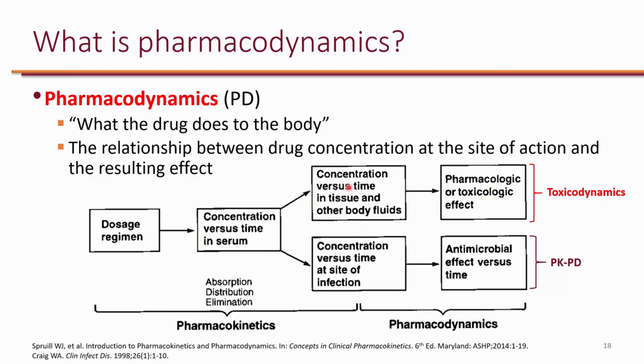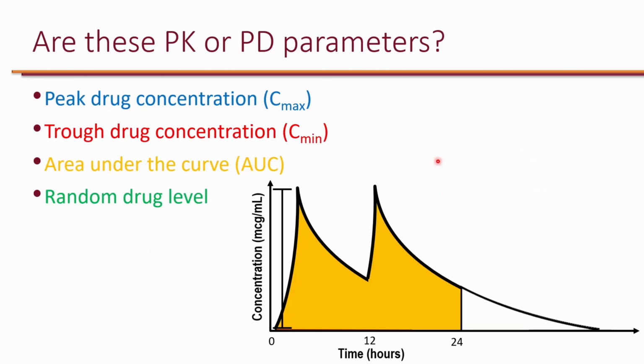And of course, there are things that antibiotics do to the body, and those are referred to as toxicodynamics. These are the things that we don't really want antibiotics to do to the body. Here are some important parameters to know.